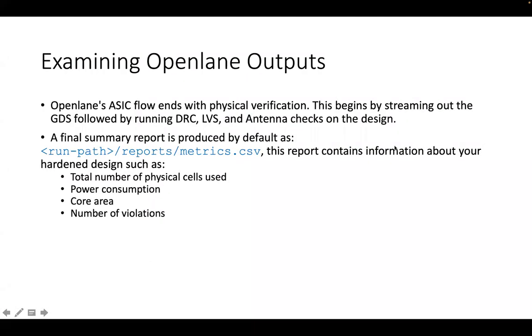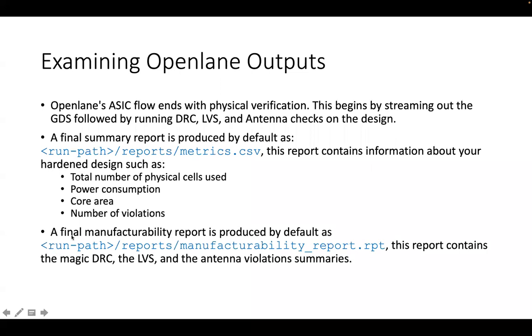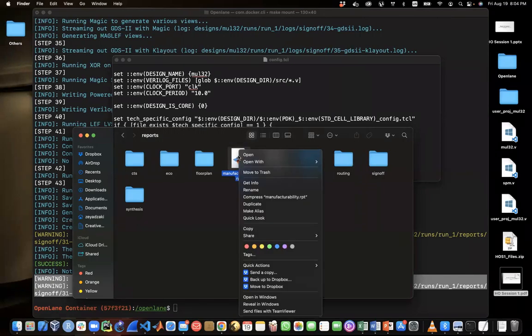The second report we wish to talk about is a final manufacturability report. It's also produced by default. This manufacturability report goes under the run path /reports/manufacturability report. So actually under the same directory as the final summary report. What will this report contain? It will contain the Magic DRC, the layout versus schematic. DRC stands for design rule check, and the antenna violations summary. So we can go ahead and check out this report.